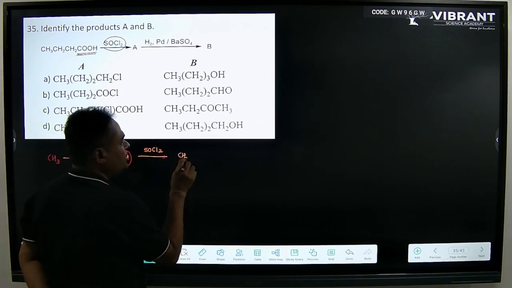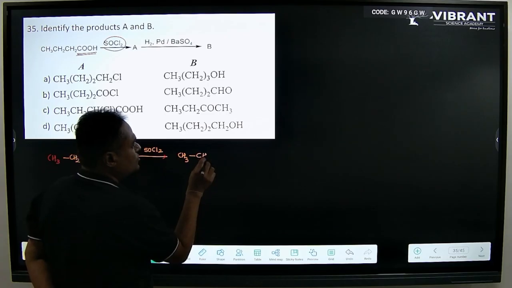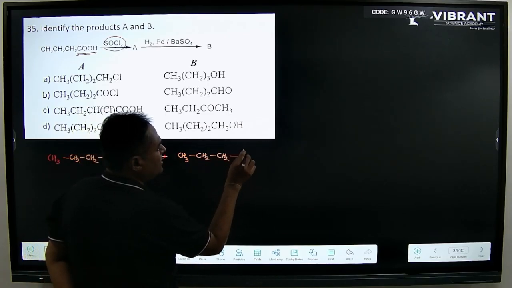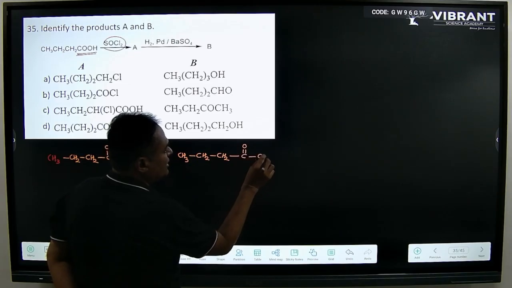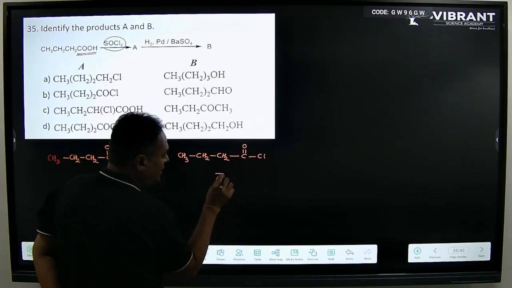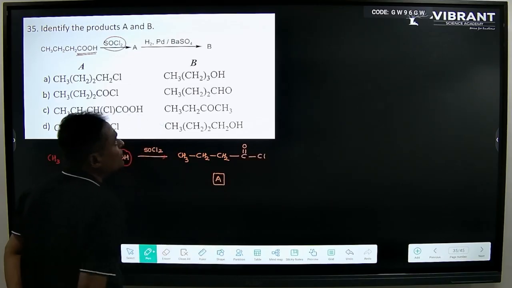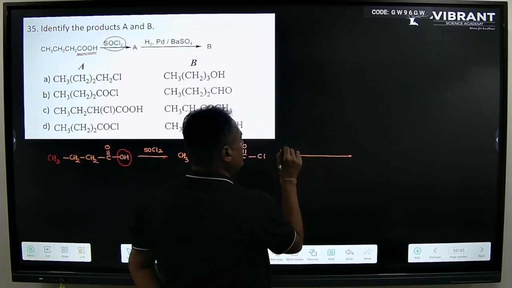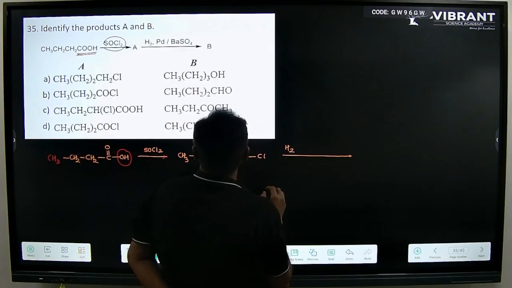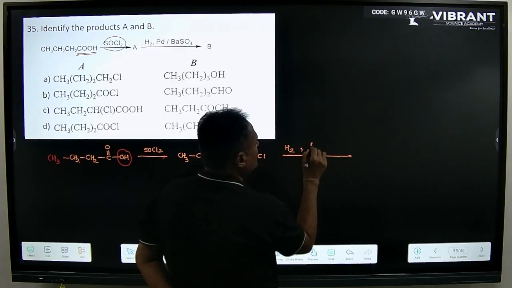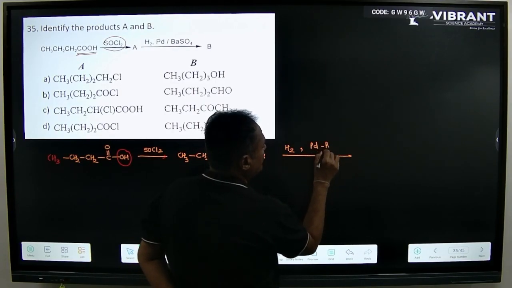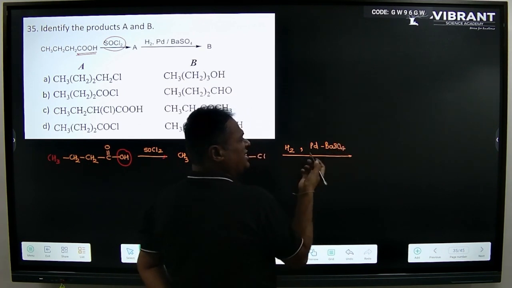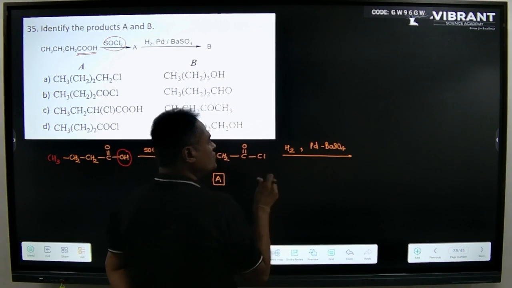So what is the answer, child? It is CH3, CH2, CH2 and C double bond O with Cl. This is nothing but product A, and it is known as acid chloride. Now, the second condition is a very well known condition, child, you already know, it is H2 gas along with palladium on barium sulfate. This condition is called Lindlar's catalyst, which is used for reduction.